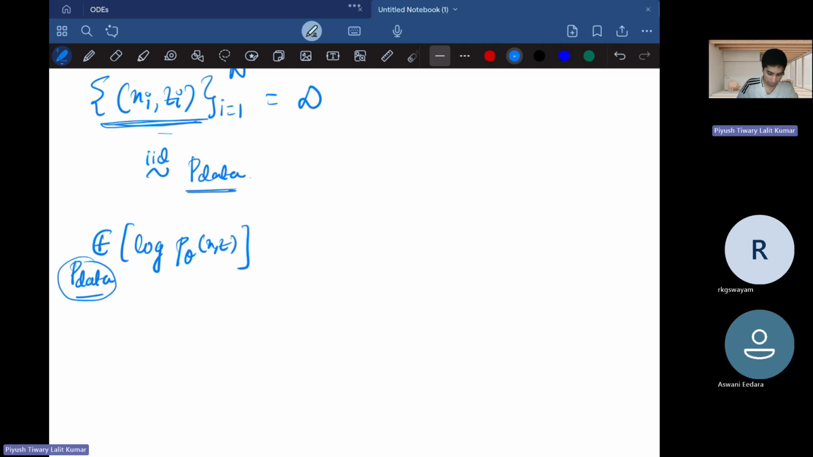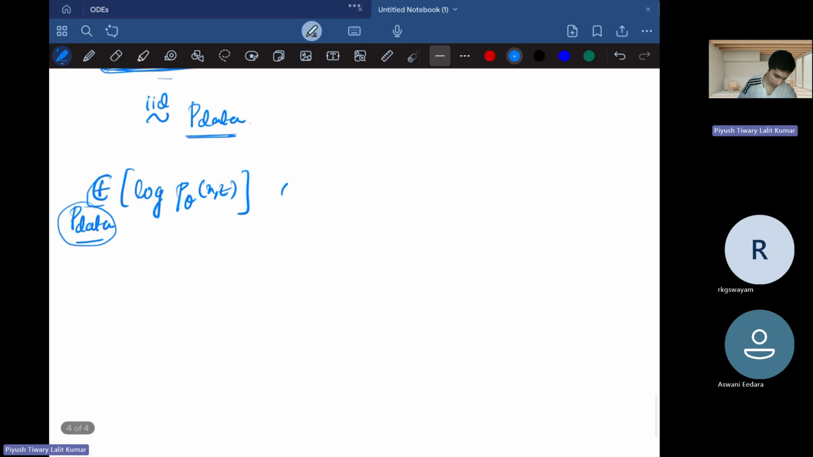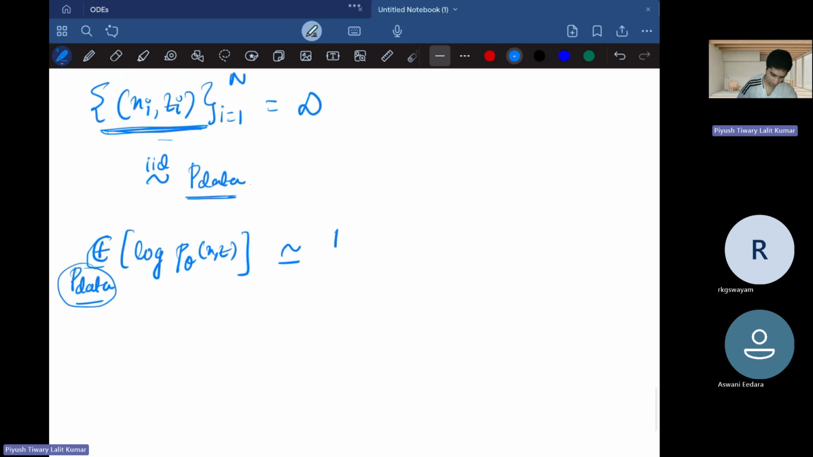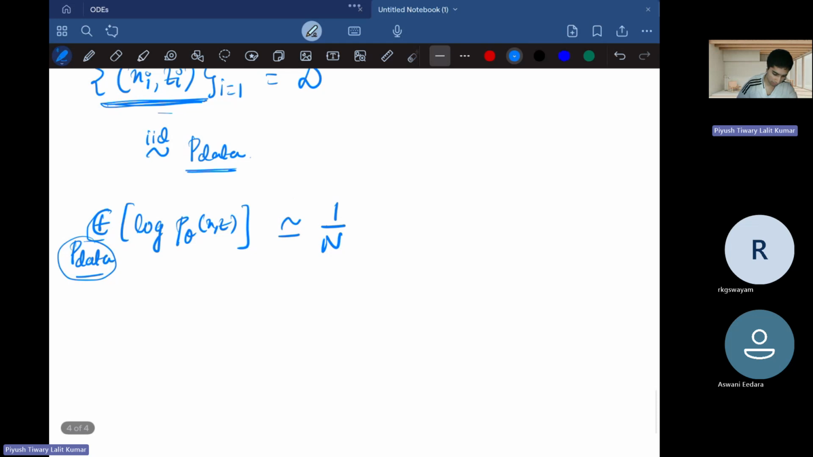Why do we want samples from this distribution? Because we cannot calculate this expectation. This expectation is an integral over P data and so on, which will be something complicated. What we can do, however, is use the law of large numbers. What the law of large numbers tells you is that such an expectation you can calculate by taking a simple average. So you can replace this expectation by an average.